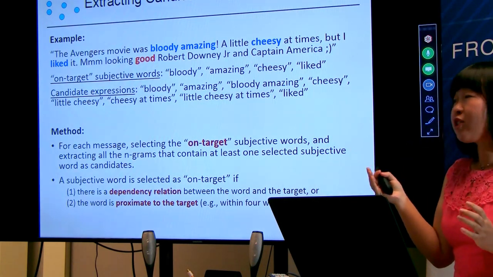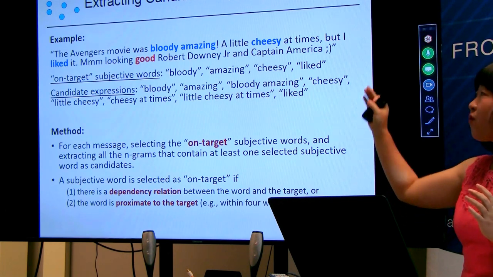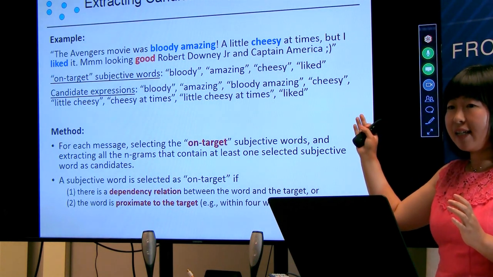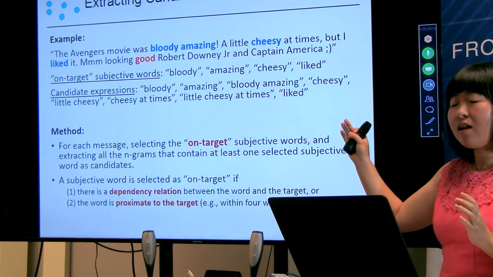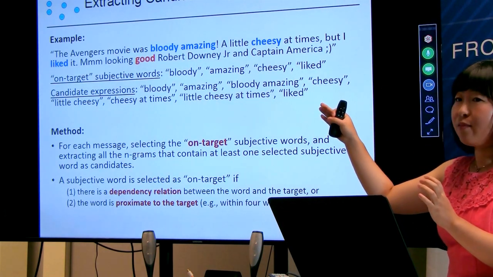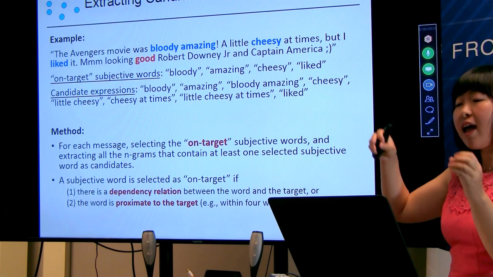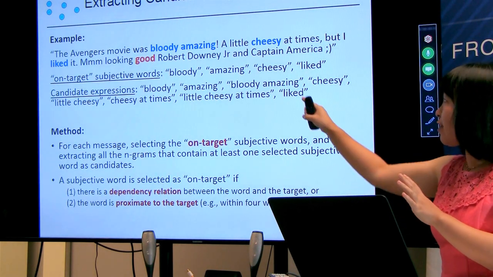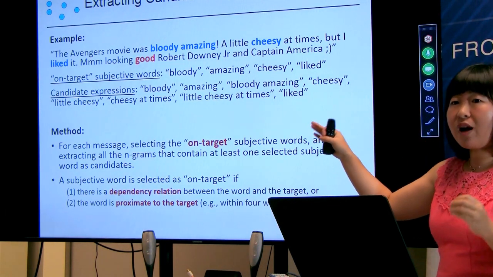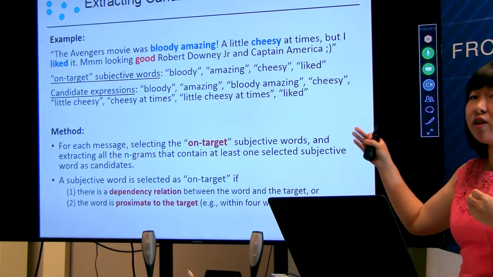After we build this subjectivity lexicon, we use it to extract the on-target subjective words from the social media posts. Like in this example, we find bloody, amazing, cheesy, light. They are the on-target subjective words. On-target means these words act upon the target, the Avengers. We use both the dependency relations and the proximity between the target word and the subjective word to identify whether these words are on-target or not. After that, we extract the n-grams from unigram to 5-gram, which contain at least one on-target subjective word, as candidates.